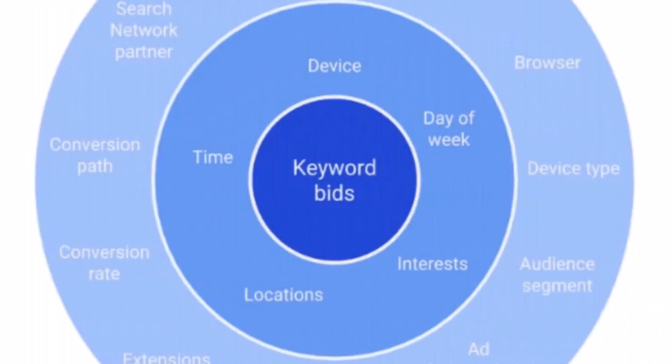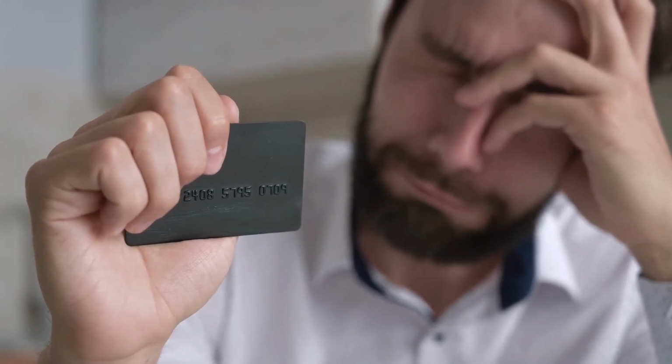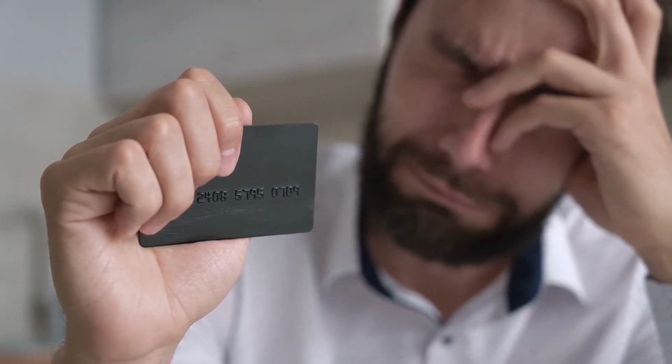Choosing the wrong bidding type, like max clicks instead of conversions, can burn your budget. Start with manual CPC, or max conversions if you have enough data.